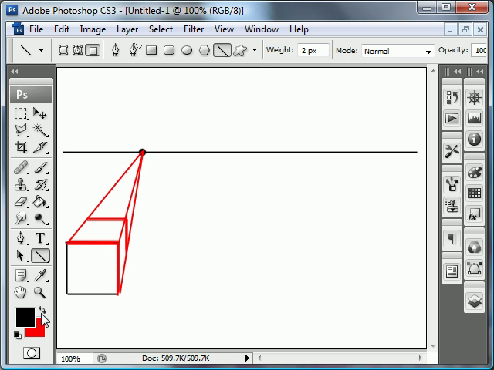Let me show you how to draw, now that we've just drawn a cube in one-point perspective, a rectangular prism in one-point perspective. I will draw a rectangular prism above the horizon line, just over here. So again, you first start out by drawing a rectangle.